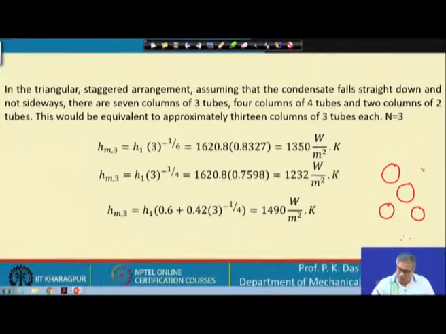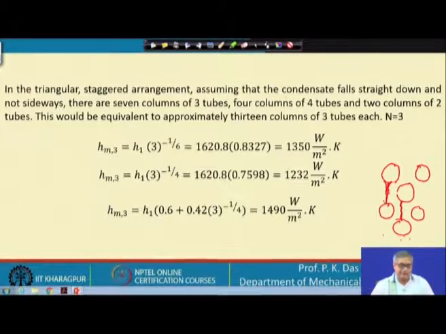So, what we assume, let us say this is the staggered arrangement. Condensate from the top tube falls on the tube below. It does not fall from here to here, and it does not fall from the tube on the side. Rather, it falls directly from the top tube to the bottom tube. This is the way it falls.